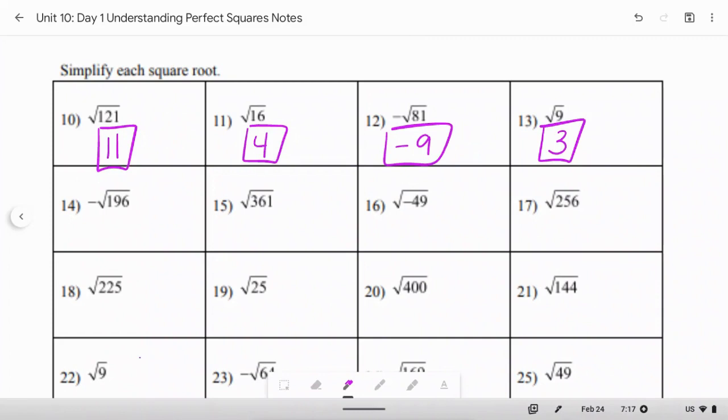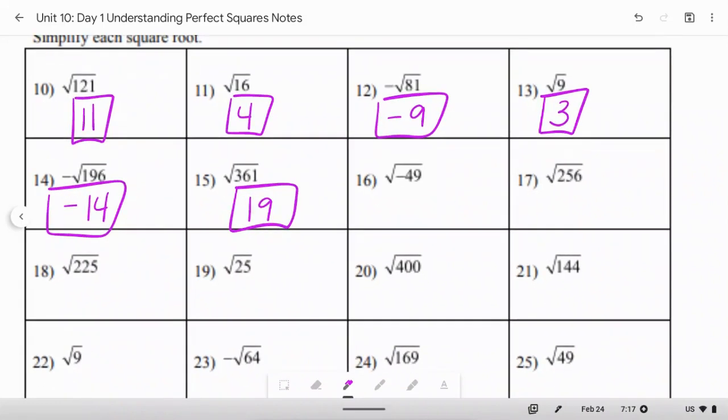The square root of 196 is 14, but there's a negative sign out front, so just add a negative in front. The square root of 361 is 19. The square root of negative 49, now the negative sign is underneath the square root, so there's no real solution. So I'm just going to do no solution for that.